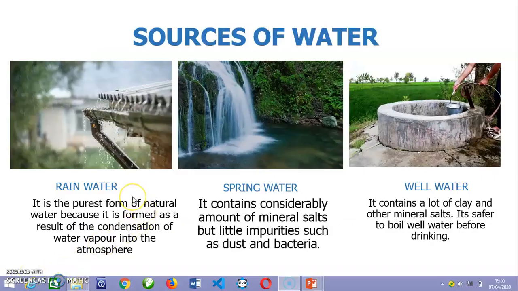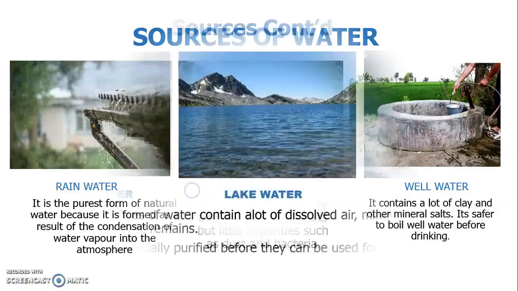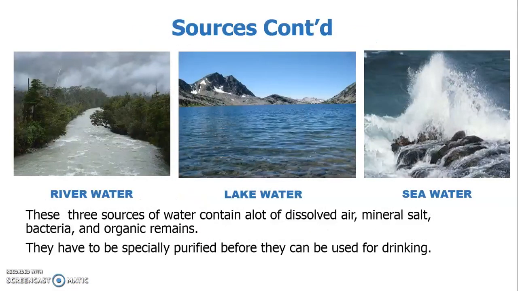Now to the sources of water, we have six different sources of water put up here. We have rainwater, we have spring water, we have well water, we have lake, we have ocean, sea, and we have river.